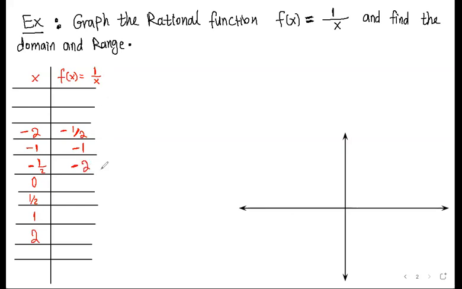How did I find it? Let me show you. When I plug in minus half, actually I get 1 over minus 1/2. And by using chapter 1, this is equal to 1 times the reciprocal of this one. The reciprocal of this one is minus 2. 1 times minus 2 is minus 2. That's why I get minus 2 here. Okay? What about the 0?